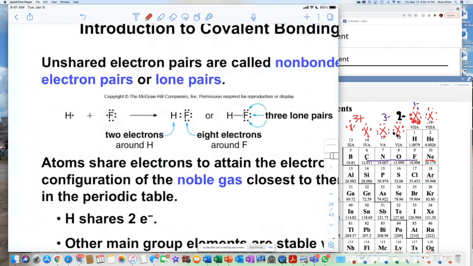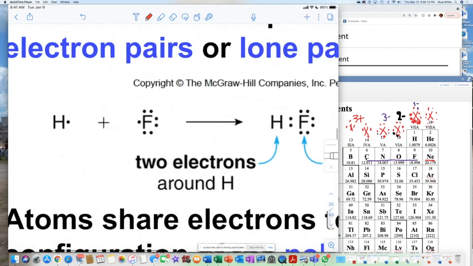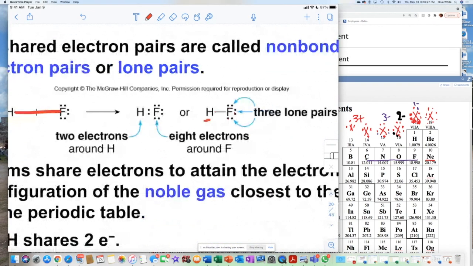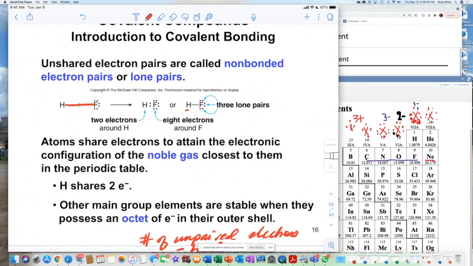Very quick. As these form a bond here, the unpaired electrons are the ones that pair up. So that's how they form the bond right here. So now fluorine has 3 unpaired electrons and hydrogen has 1, right? And so what we're seeing here is because they're sharing the electrons, they're essentially forming a covalent bond. Hydrogen ends up with 2 electrons, and then fluorine ends up with 8 electrons.